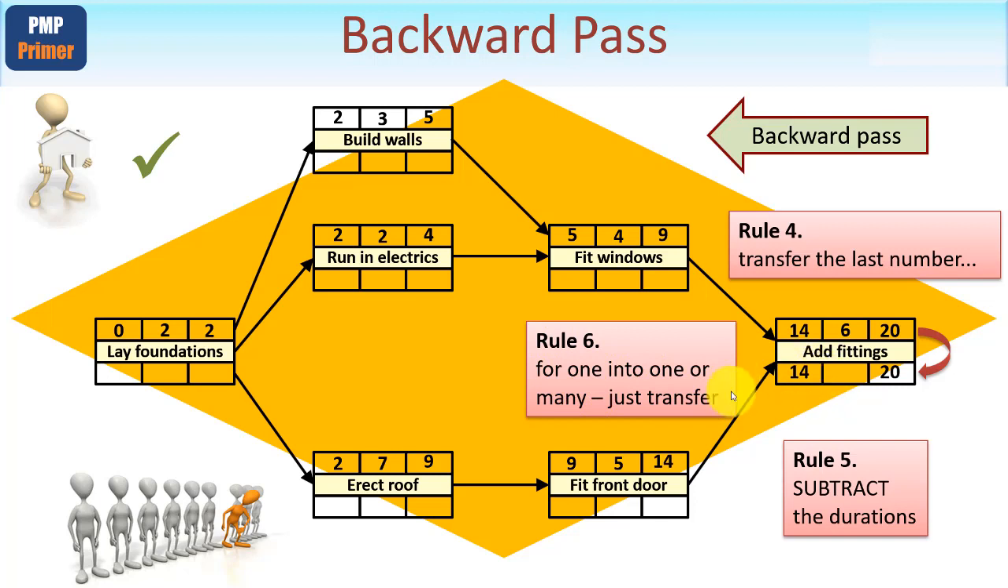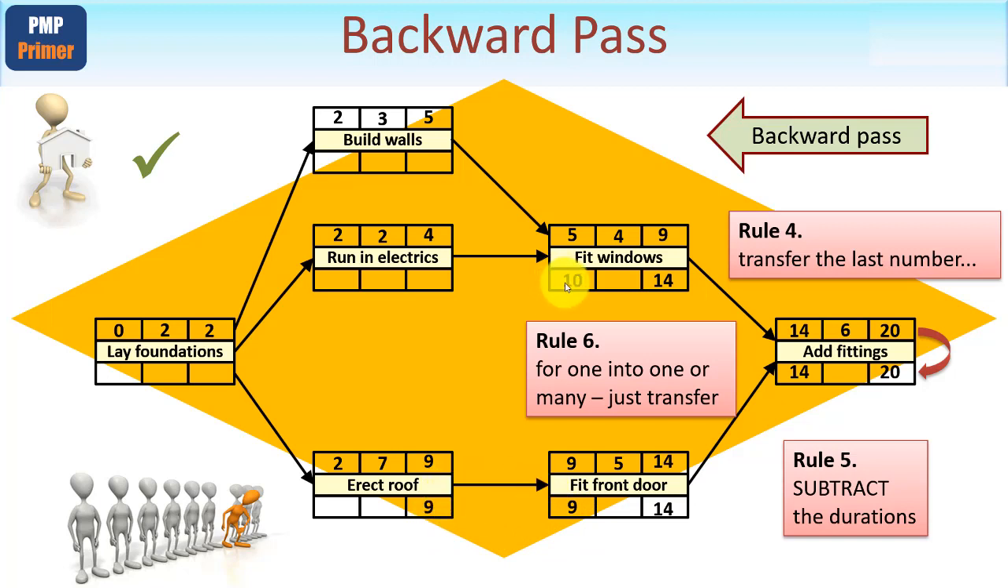So for when you've got 1 into many, you just transfer. However, this time, because it's the backward pass, we're using the bottom corners. So we take this 14 and we put it there, and we put it there. Job done. Now we can just subtract the durations in each case. 14 minus 4 is 10. 14 minus 5 gives you 9. Again, we can just transfer this straight across since it's a single link.